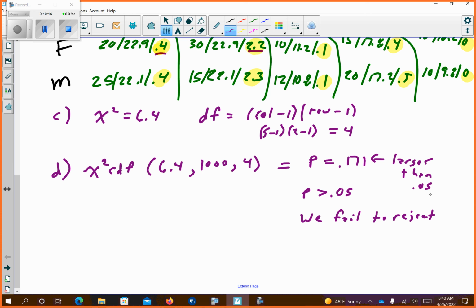Okay, and then any assumptions? We do know it's a random sample because they told us. And that's about all we can really say. I guess we could say all of the values are larger than 5, but I don't know if that's really important or not. Okay, so that's the first page. Feel good about it?